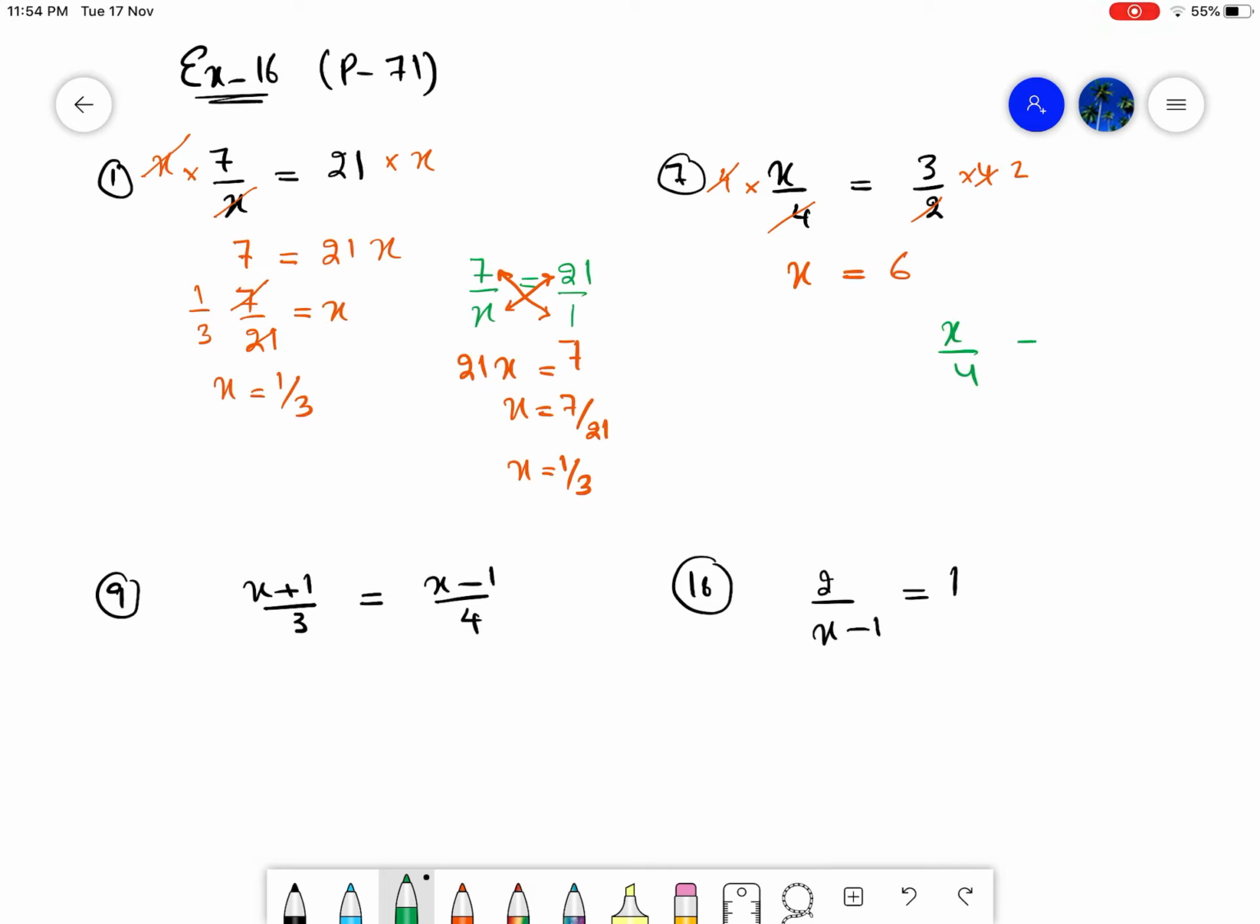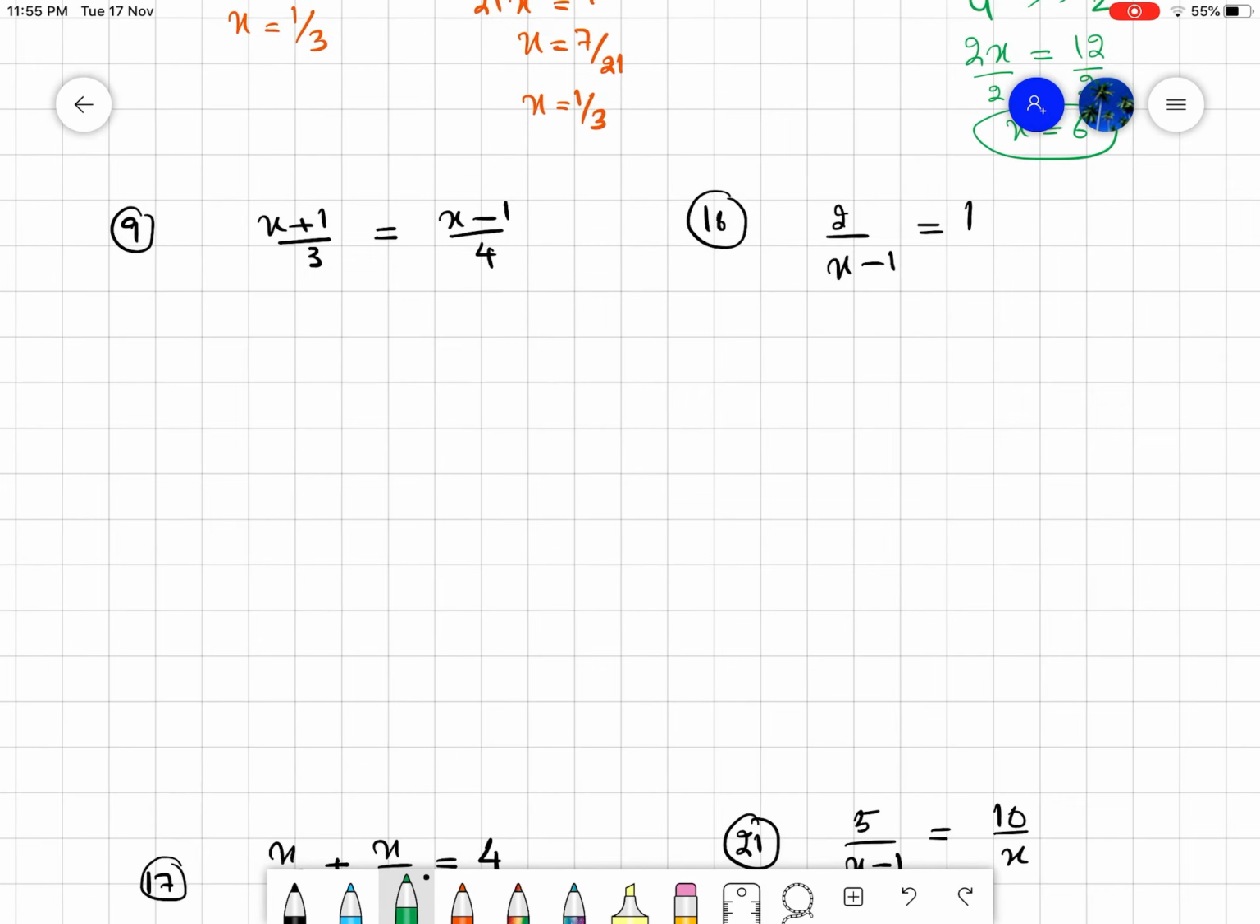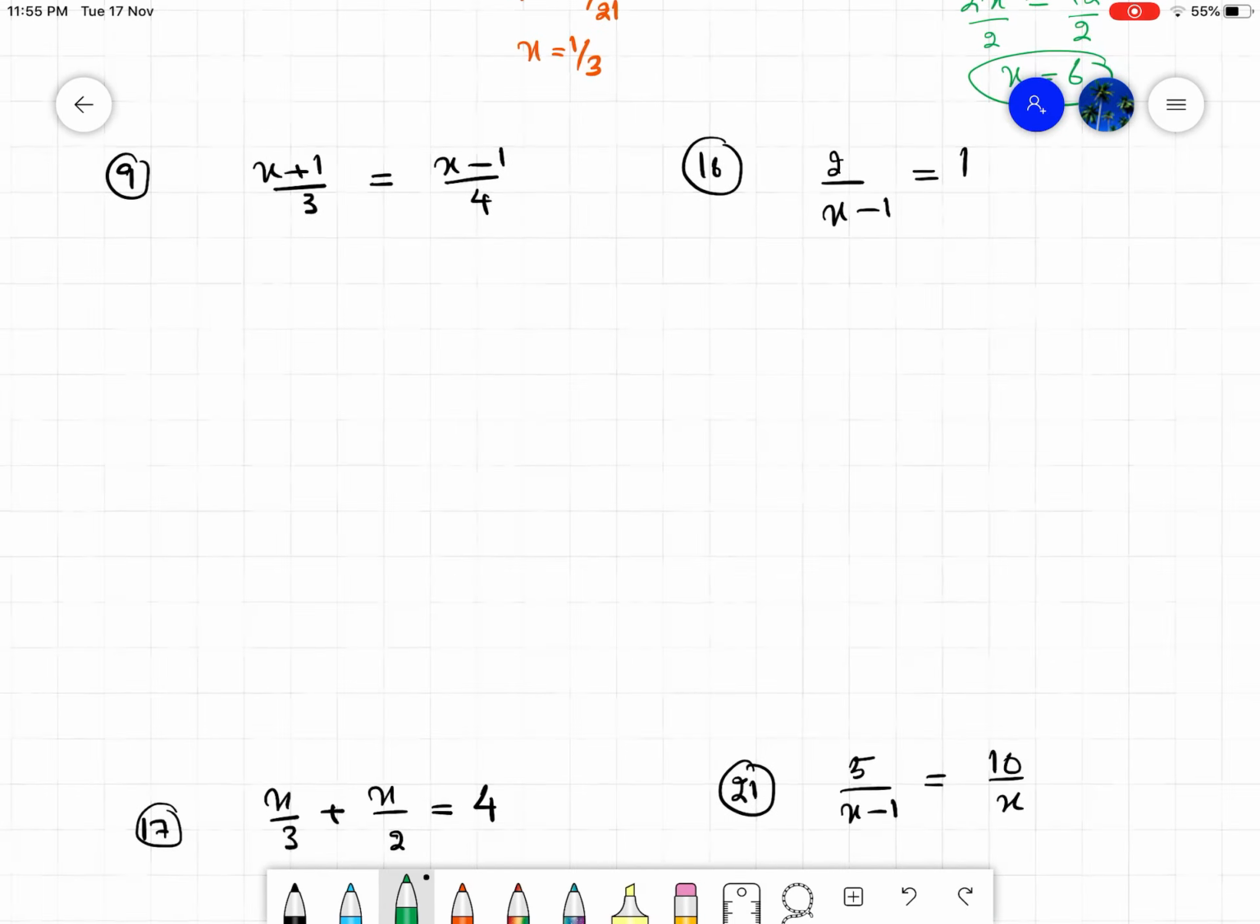Also, you can perform cross multiplication here because there is a single term on one side and a single term on the other side of the equation. So performing cross multiplication, you will get x times 2 is 2x, and 4 times 3 is 12. Now dividing both sides by 2, you will get x is equal to 6. So again, whichever approach you want to use, you can use to solve the question.